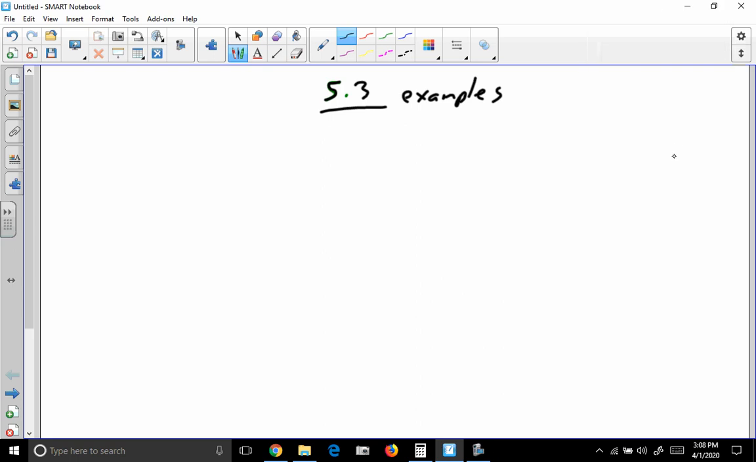Okay, let's work through a few examples in 5.3. We'll just begin with the first one. Suppose we have log base 5 of 125. Remember, a log is an exponent. So what we're looking for is what exponent of 5 would make 125.